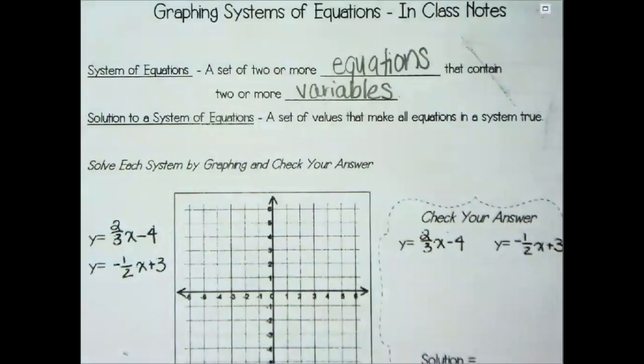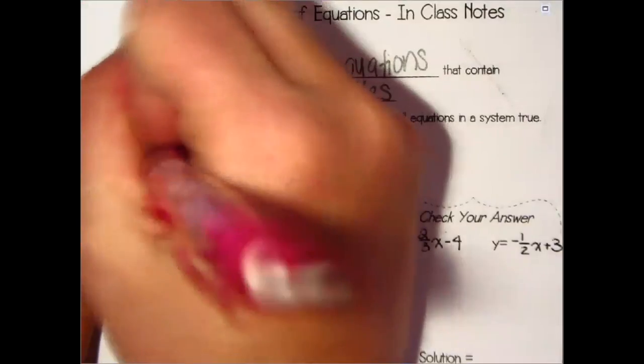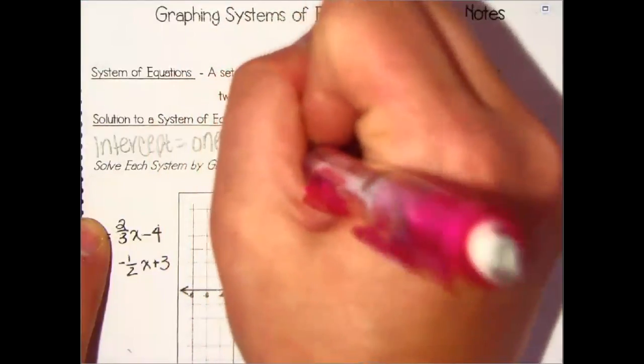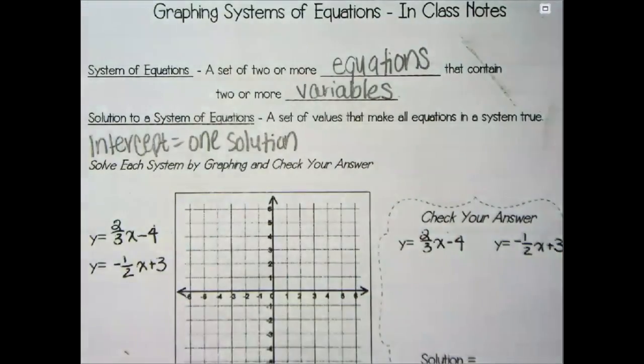So when you're graphing systems of equations, if the lines intersect at a point, that means that you have one solution. So if they intersect at a point, right, they cross. All right, so that's one type.